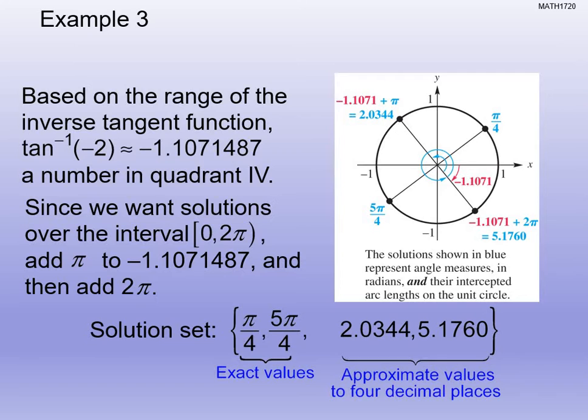So just to reiterate, we get that -1.107, and we have to subtract that one from pi, or add it to pi since it's negative, I guess you want to say, and then we have to take the other one and add it to 2 pi so that we end up in the quadrants correctly. So remember that -1.107, that's not our solution. That's how we get to our solutions. Our actual solutions are 2.0344, okay, and 5.17.